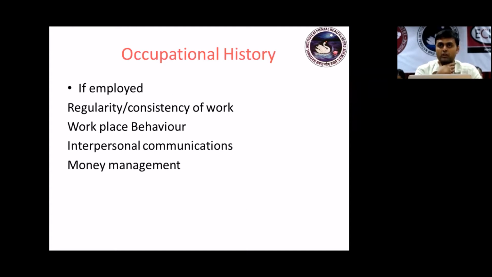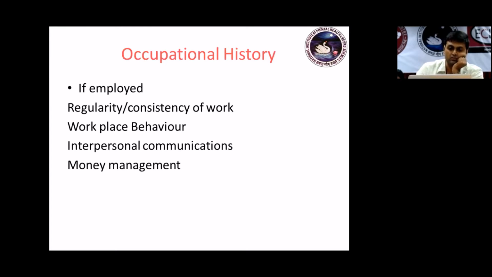Occupational history: many are employed, in our data almost 50% of them are school dropouts. They have some form of employment, whether regular or irregular. We look at the regularity and consistency of work, workplace behavior, interpersonal communication in the workplace, and how they are doing money management. All these things will be affected by substance use related problems. So this needs to be assessed and documented, so that it can help at a later point in time for successful management of substance use disorders.